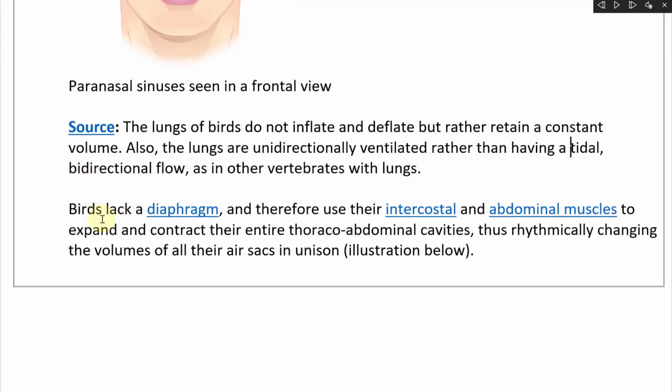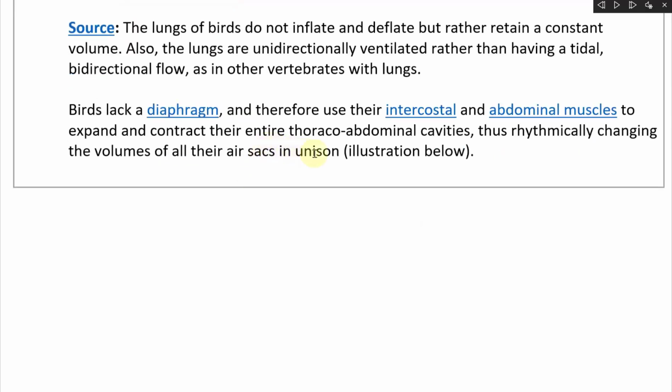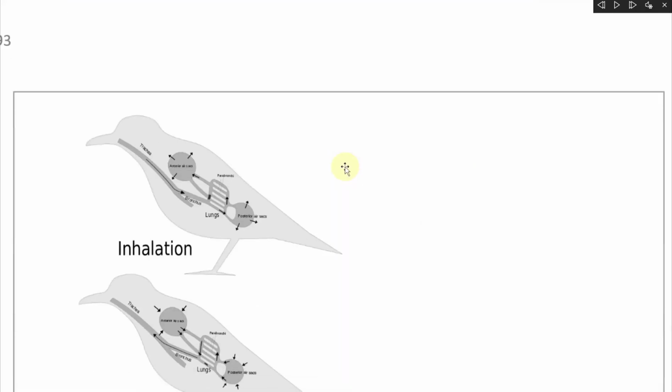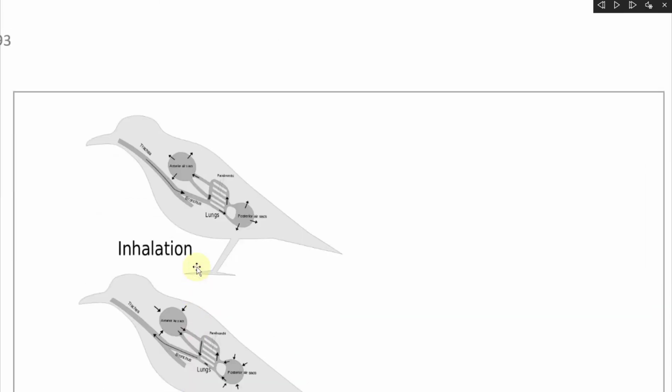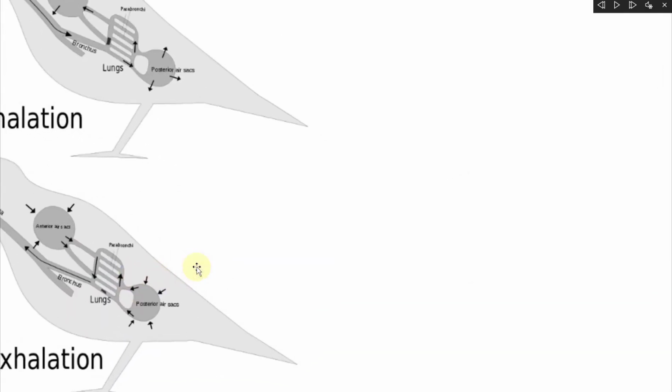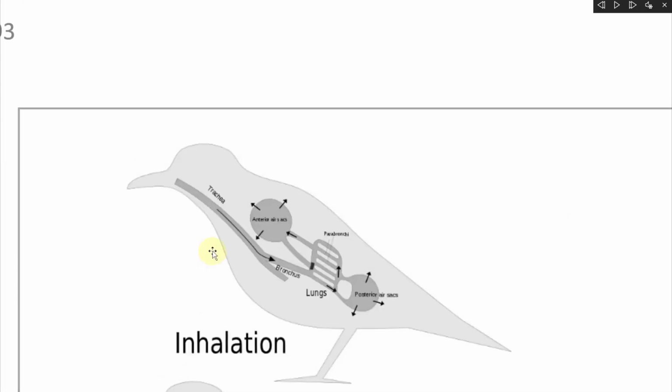So yeah, now we're back to Wikipedia here. Birds lack a diaphragm and therefore use their intercostal and abdominal muscles to expand and contract their thoraco-abdominal cavities, thus rhythmically changing the volumes of their air sacs in unison. Here's an illustration below, the inhalation and exhalation cycle in birds. So if we zoom in here and move this, in inhalation the lungs remain the same constant volume, so they don't expand, etc., and the flow is also going to be in one direction.